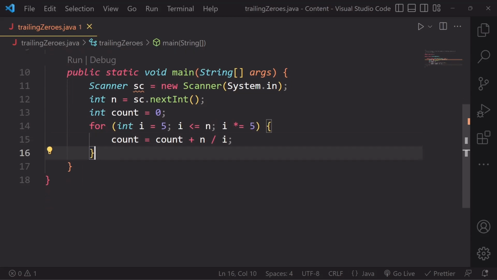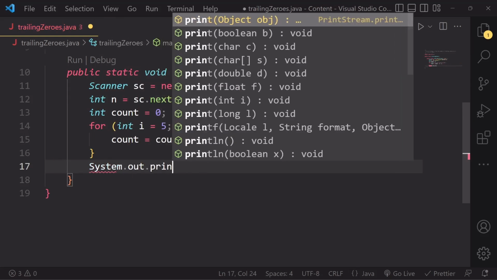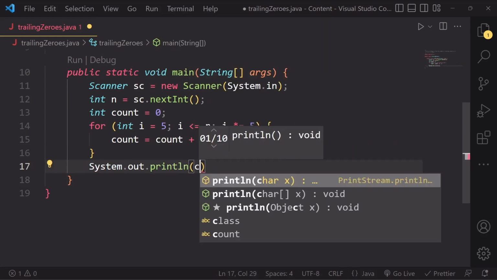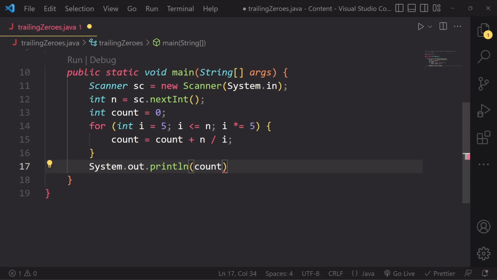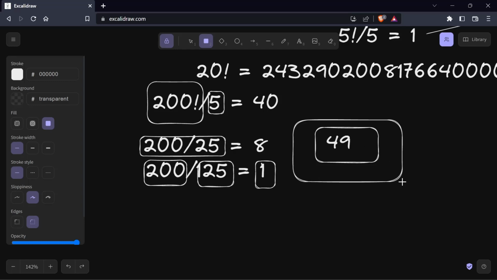Okay, then we'll be doing System.out.println. We will be showing our output as count. Basically we are just adding and adding and adding. First we were doing n by i, then we multiplied i by 5, then again we get the number, then we add it, then again we multiplied it by 5, we get 1. That's how we get 49 zeros.